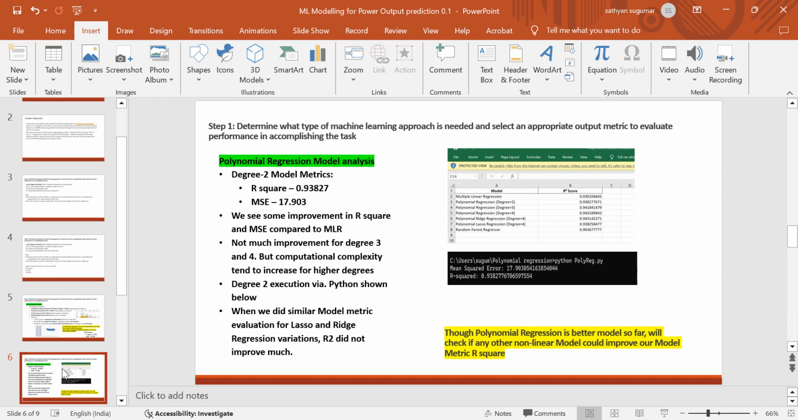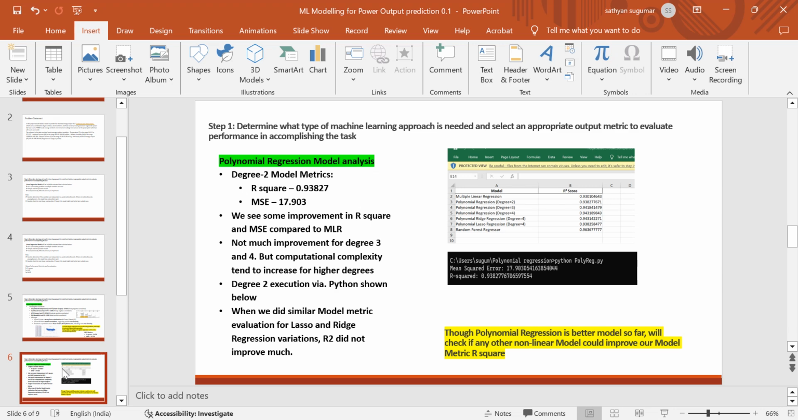Moving on to the polynomial regression model, we try to determine whether the nonlinearity in this problem could be effectively solved by this polynomial regression of various degrees, say degree 2, 3, and 4.